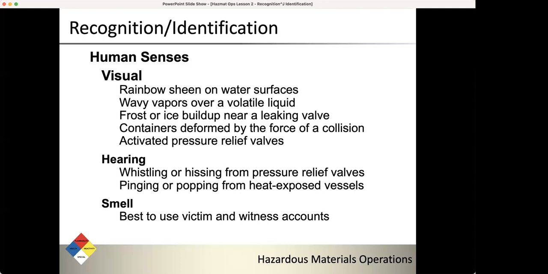With hearing, you can hear whistling or hissing from the pressure relief valve, pinging or popping from heat-exposed vessels. And when it comes to smell, it's best to use victim and witness accounts. Ask people, did you smell anything? What did it smell like? Don't try to figure it out. Don't go trying to smell it yourself. I know working in the fire service, a lot of times that's what we rely on to find fires or whatever. But when it comes to hazardous materials, we don't want to be doing that.